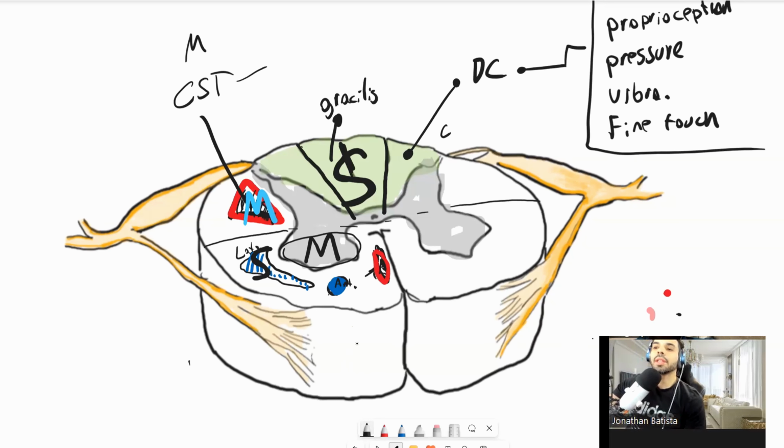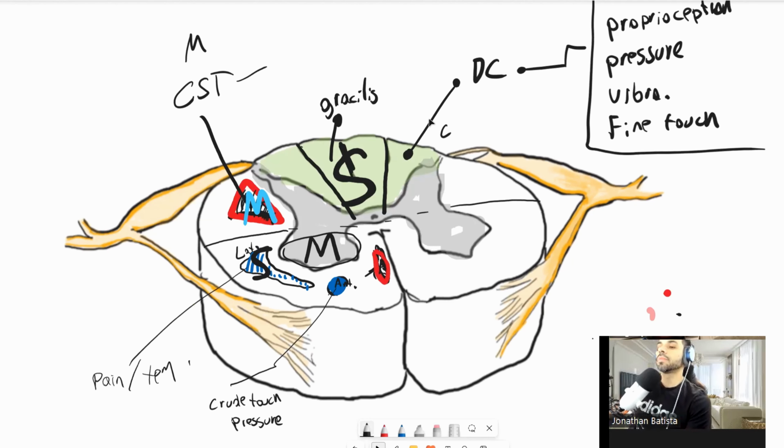So spinothalamic, let's talk about what the spinothalamic can actually do. The lateral spinothalamic will cover pain and temperature. Also, you have to know that the anterior spinothalamic, this here, is involved in crude touch and pressure. Crude touch and pressure for the anterior. Okay, so far, so good.